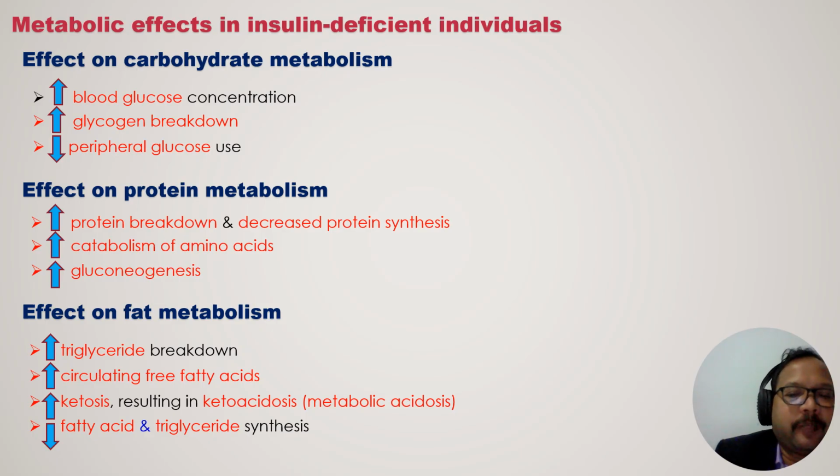Before going to the symptoms, we need to understand what happens in our body if insulin deficiency occurs. It affects carbohydrate metabolism, protein metabolism and fat metabolism also. Once insulin deficiency occurs, it increases blood glucose levels and glycogen breakdown, and decreases the peripheral uptake of glucose. Mainly protein breakdown increases and protein synthesis decreases, and catabolism of amino acids also increases. So gluconeogenesis is also increasing.